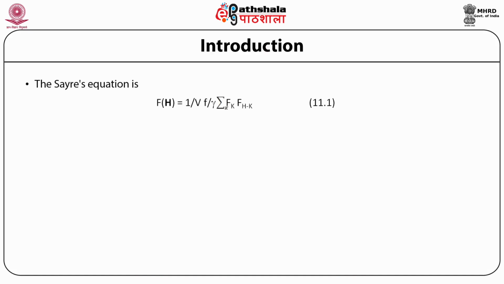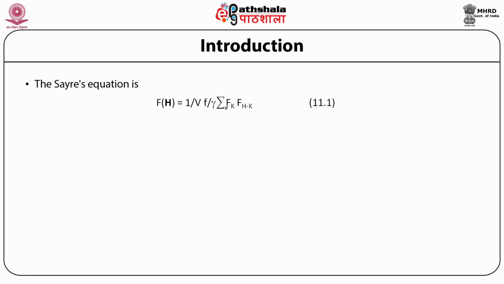Sayre's equation is F of H equals 1 over capital V times little f over gamma times, in the numerator, summation over K, F of K, F of H minus K. So here each is a structure factor. One corresponds to the structure factor F of H reflection, another on the right hand side corresponds to the K reflection, another corresponds to the structure factor corresponding to the H minus K reflection.